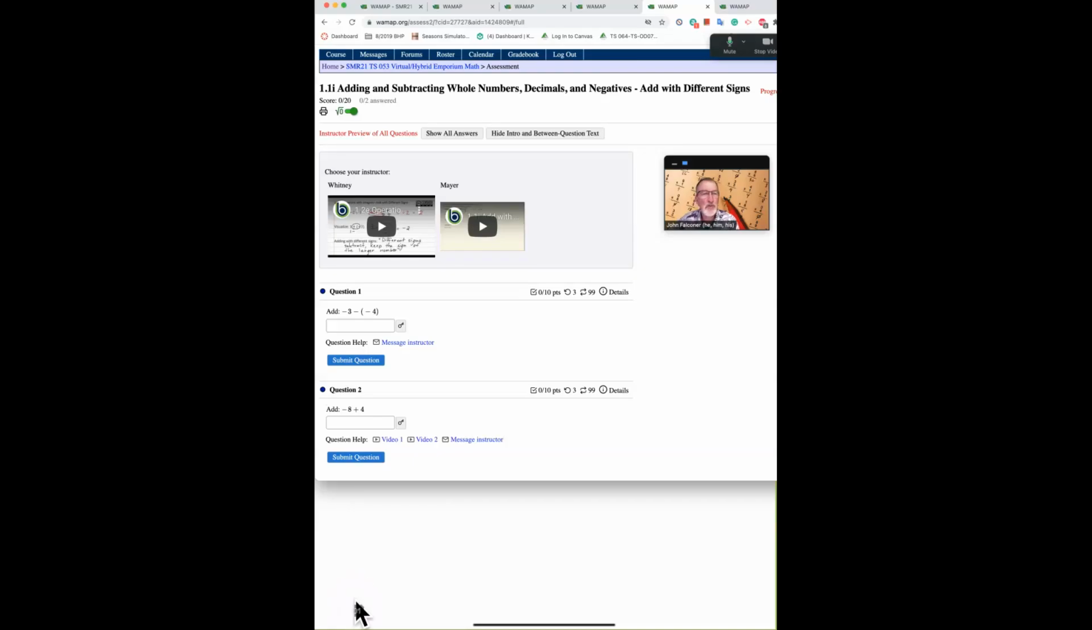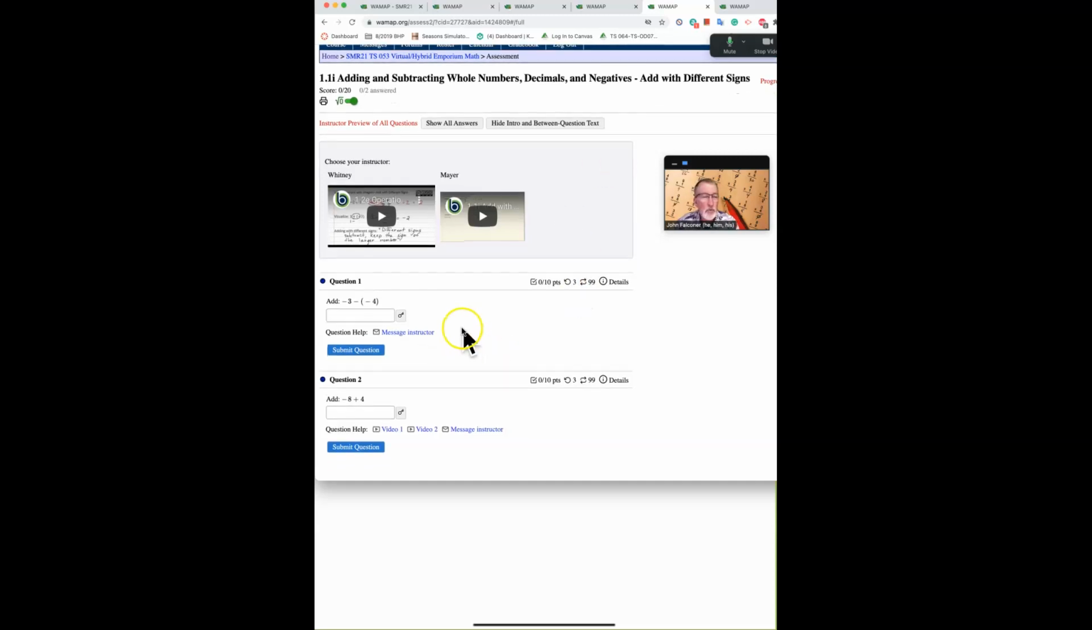Hello everybody. We're going to take a look at Unit 1.1i at WAMAP. And in this one we are adding or combining numbers with different signs. Even though they say add, sometimes the operation is subtraction. If you think of add as combine, we're going to put numbers together where the signs are different.